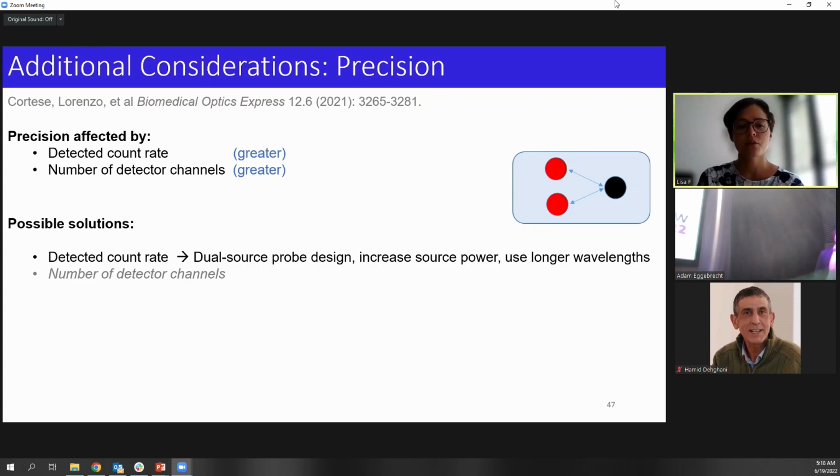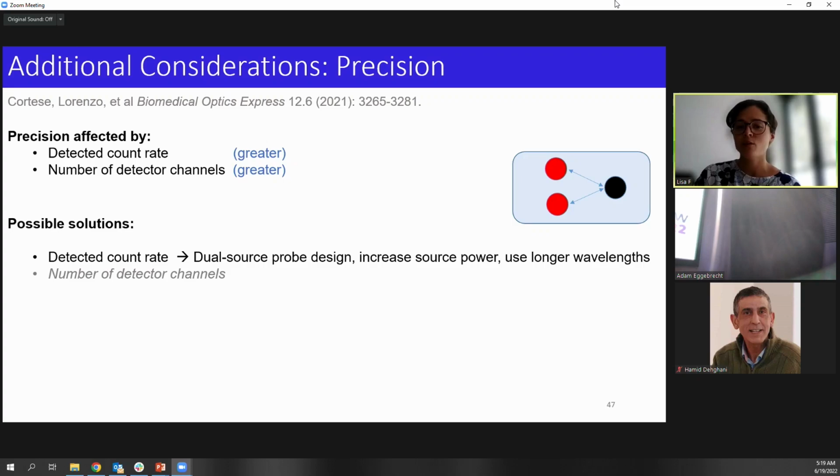In order to increase the detected count rate, you can think about changing your probe design. You can have, for example, these dual source probe designs, shown in this image on the right-hand side, where the two red dots represent the source fibers that are located equidistant away from a detector fiber. In this way, you can inject in total more light onto the tissue without exceeding laser safety limits.